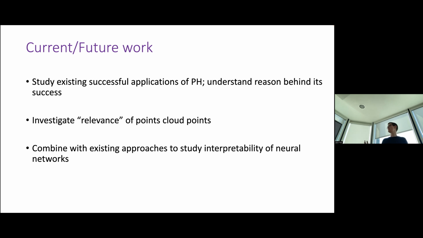So there are lots of techniques that we might want to combine our approaches with, existing approaches. And with this, I'm done.